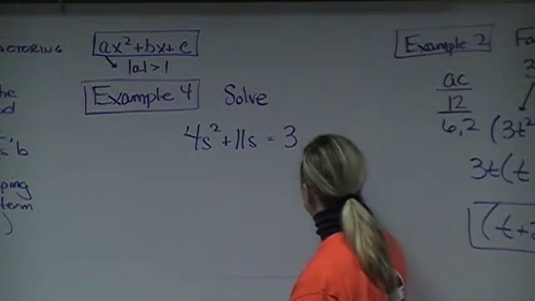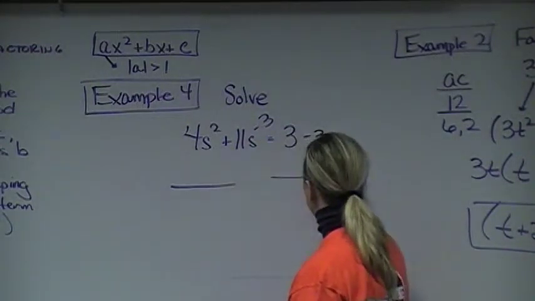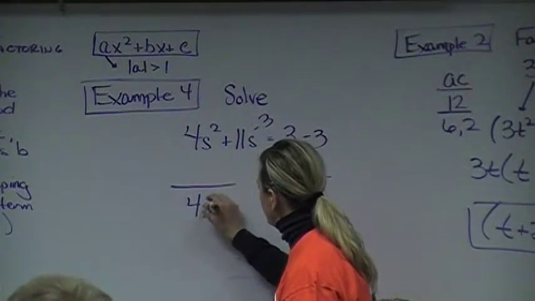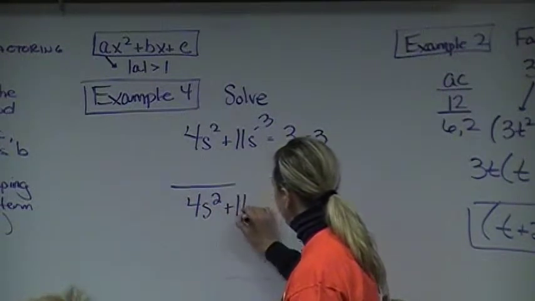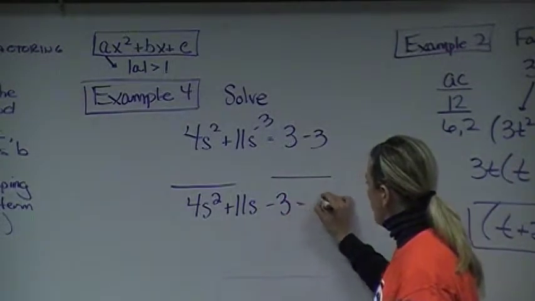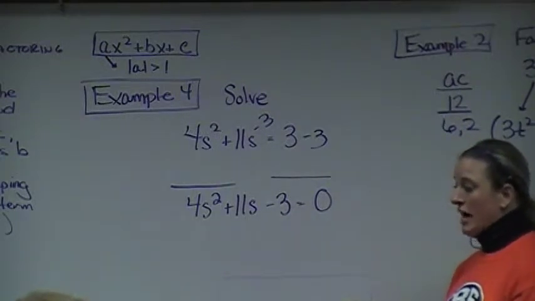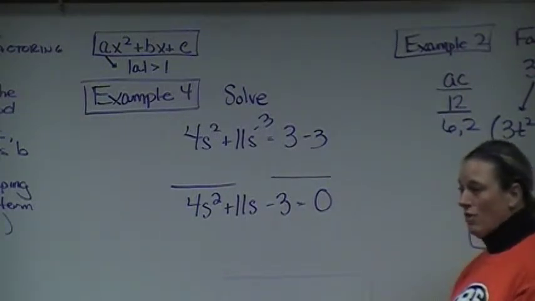Subtract 3, exactly. So if I subtract 3 from both sides, then what I'm going to get for an equation is 4s squared plus 11s minus 3 equals 0. And so now we've got this equation equal to 0. So now we can factor it to solve it.